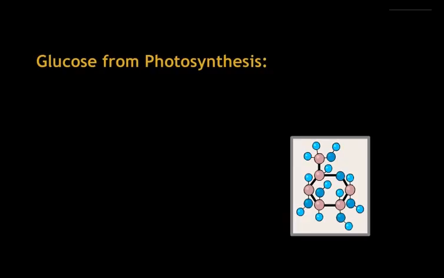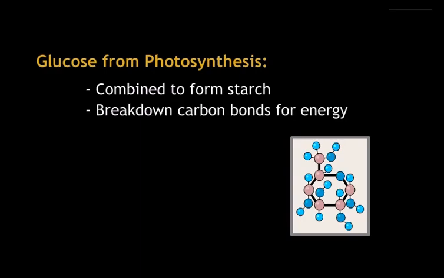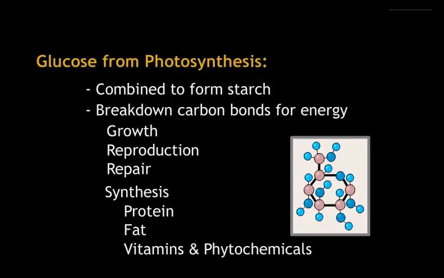The glucose generated from photosynthesis can be combined to form starch, a storage form of glucose. Plants can also break the carbon bonds, releasing the energy for use in growth, reproduction, and repair, or the synthesis of protein, fat, vitamins, and other phytochemicals.